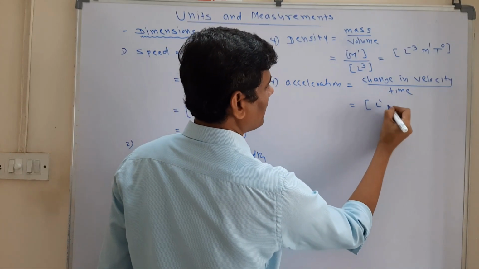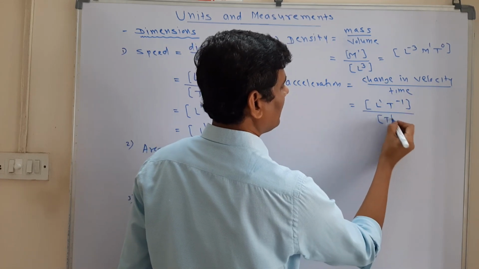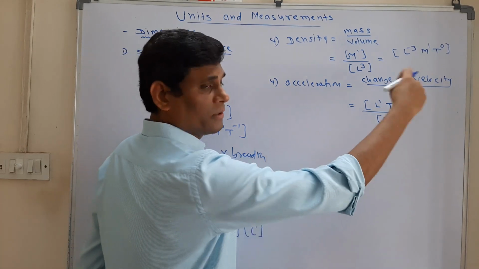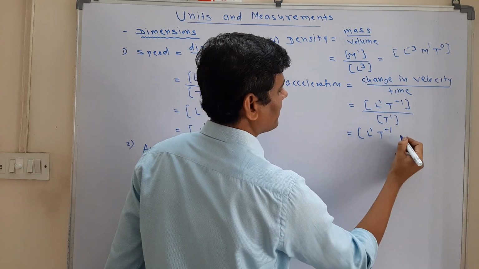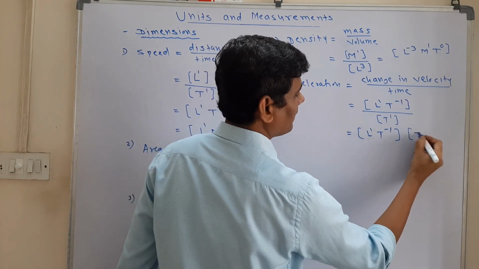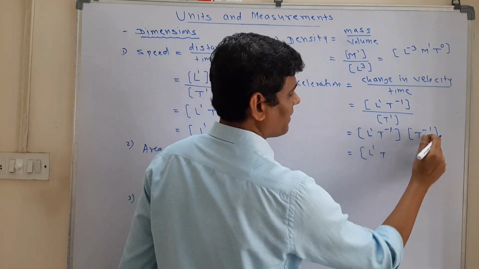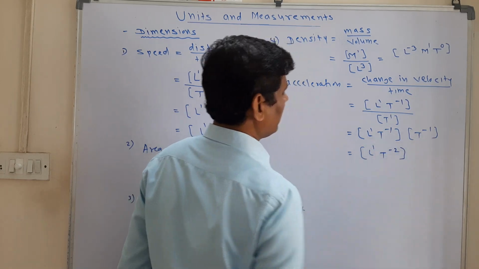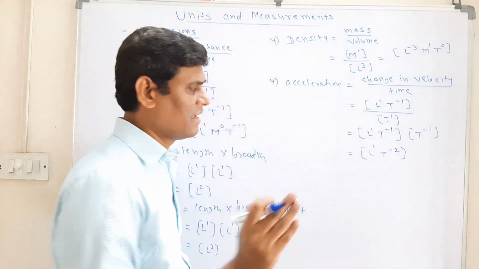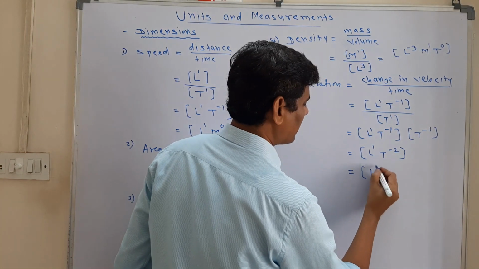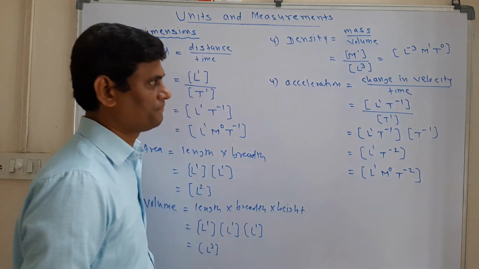So L1 T minus 1, and the time dimension is T1. This T1 will go to the denominator, so you will get L1 T minus 1, and it goes up as T minus 1. So together we get L1, T minus 2. M is not there. If I want to write it, you can, but there is no hard and fast rule that you must write it. If you write it, how will you write? L raised to 1, M raised to 0, T raised to minus 2.